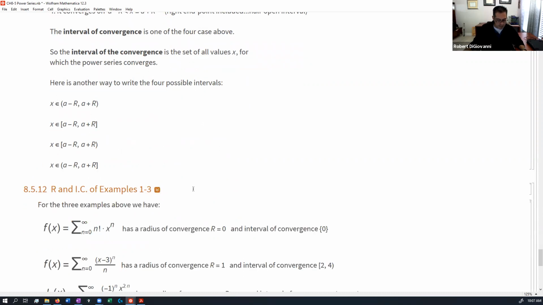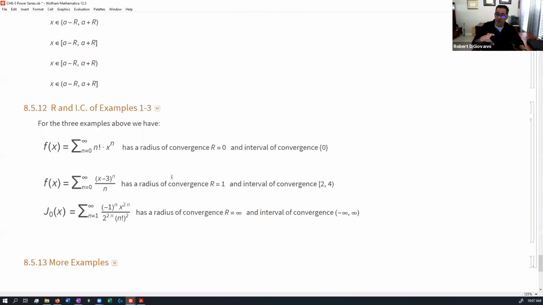So this is a summary of what we did with the previous examples. In the very first example, it only converged at x equals 0, which means the radius of convergence is 0, and the interval of convergence was just that single point. For the next example, the radius of convergence was 1, and the interval of convergence was [2, 4), where we included the 2 and did not include the 4. And for the last example, our radius of convergence was infinity, because the interval was everything. I hope that lays out the 3 different scenarios.